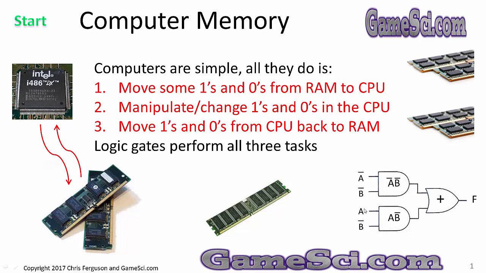How you doing? Computer memory. Computers are simple. All they do is, number 1, move some ones and zeros from RAM to CPU. Number 2, manipulate/change ones and zeros in the CPU. Number 3, move ones and zeros from the CPU back to RAM. Logic gates perform all 3 of these tasks.